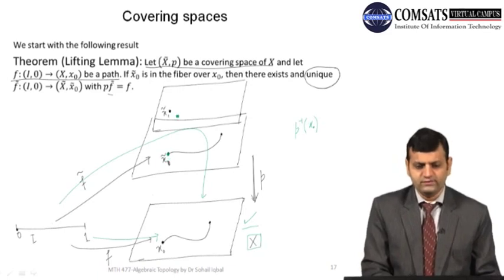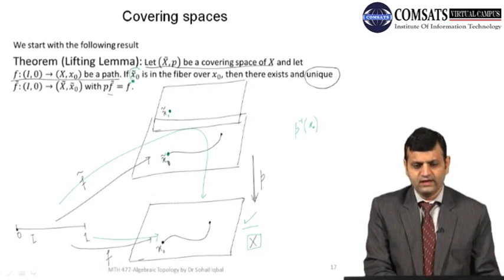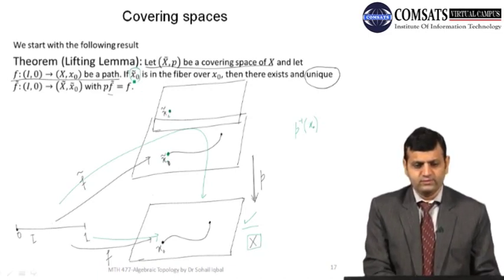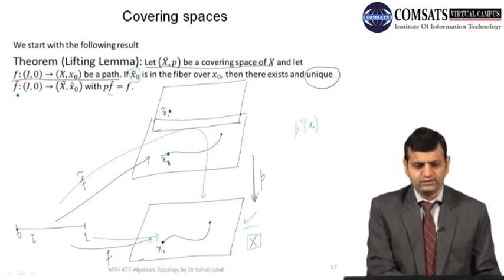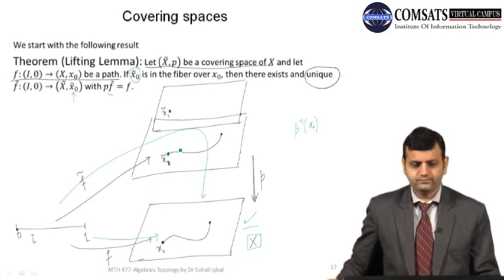Okay, so similarly, if this is x1, we can do the same procedure at x1 by replacing this x naught with x1 tilde, and so this statement will become that if this x1 tilde is in the fiber over x naught, then there exists a unique function, and then replace this x naught tilde with x1 tilde such that this happens. Okay, so this x naught is fixed here.